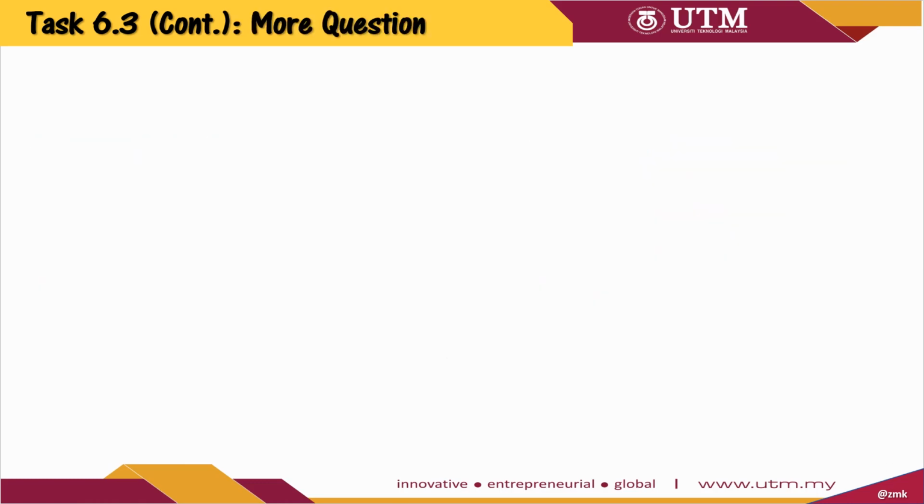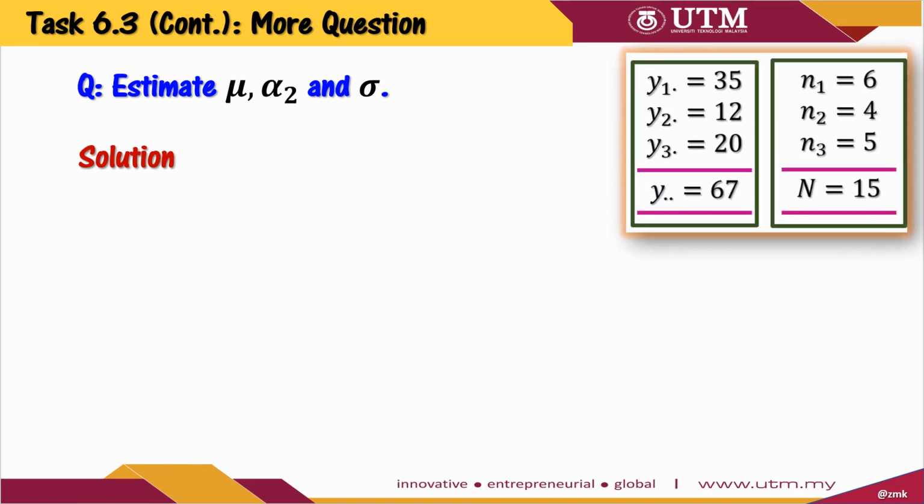Now suppose you are given an extra question for task 6.3 where you are to estimate the grand mean mu, the second level effect alpha 2, and the population or error standard deviation sigma. How are you going to solve this question? I would say the estimation is rather straightforward, where the solution is given as follows. Please recall the sample information first obtained from the sample data. You may use this information to estimate the selected unknown parameters.